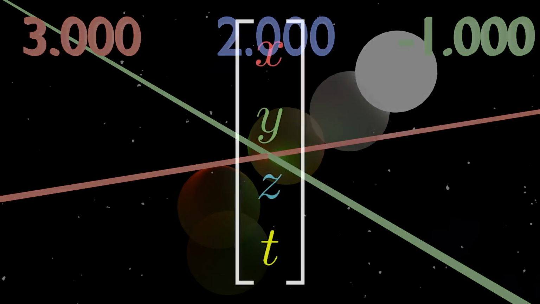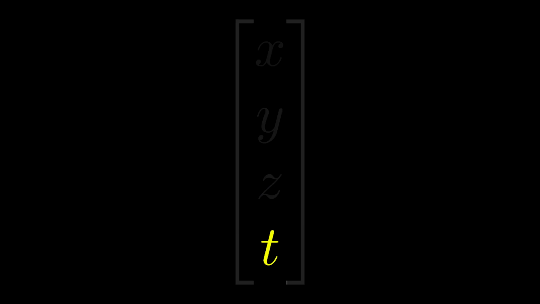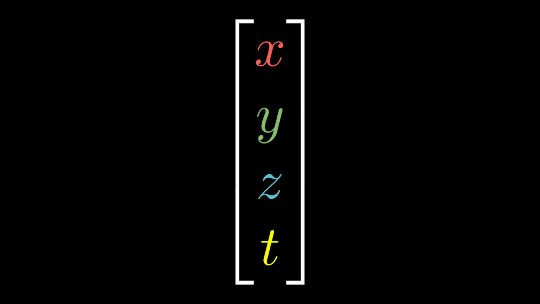Okay, but then if they all can be represented with numbers, then why is time clearly different? These are spatial, this is temporal. So why is time different? Well, there are a lot of reasons.